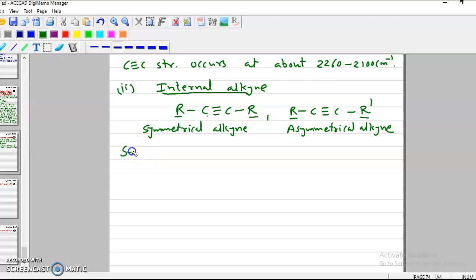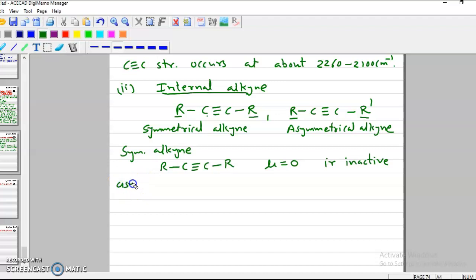In case of symmetrical alkyne, you will find the same groups on both the sides. Therefore, the net dipole moment of the molecule will be 0, and therefore this will be IR inactive. That means you will not get any signal due to stretching or bending of symmetrical alkyne.